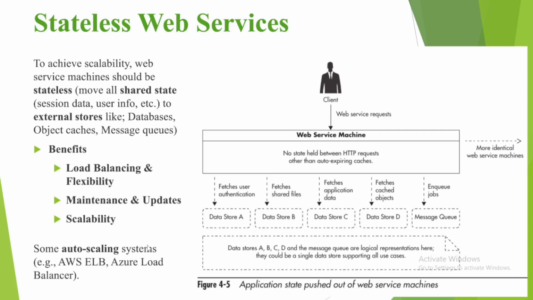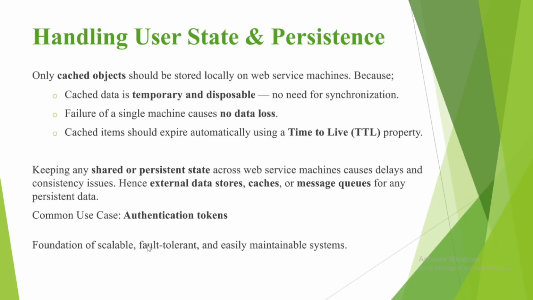Going to slide 15, handling state and persistence. Only temporary cached data should be stored locally on service machines. This ensures no data is lost if a machine fails and systems remain consistent. Authentication tokens are one common example handled externally.